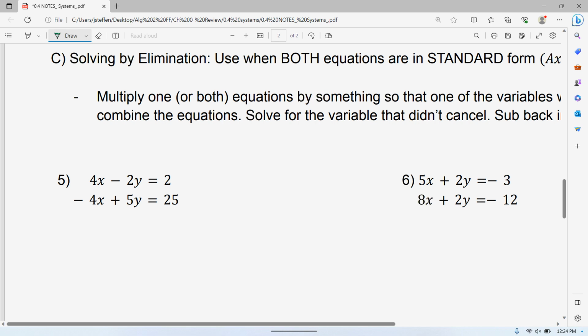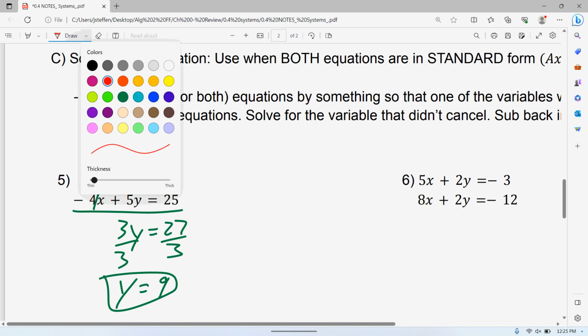This one is easier to get your first variable, but then it takes a little bit more work than substitution to find your second variable. For this one, we add these together. My 4x is canceled. Again, 4x plus -4x is 0x. 2y plus 5y is positive 3y. And 2 plus 25 is 27. So divide both sides by 3. You get your y value is 9 right away.